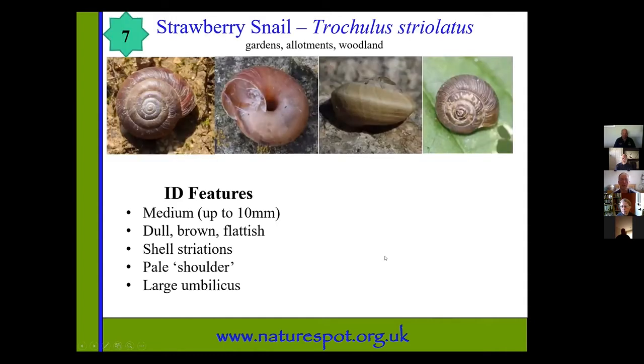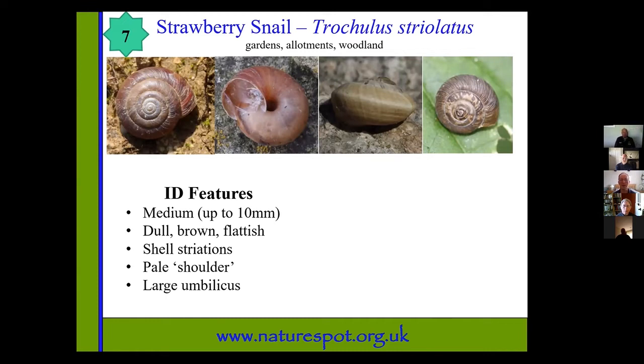So the next species, number 7, a very common garden snail, is the strawberry snail. Now on the face of it, this is just another brown snail, so you think it'd be quite hard to identify. But the fact that it is one of the most commonly recorded species tells you that there must be something about it that helps you to recognize it.